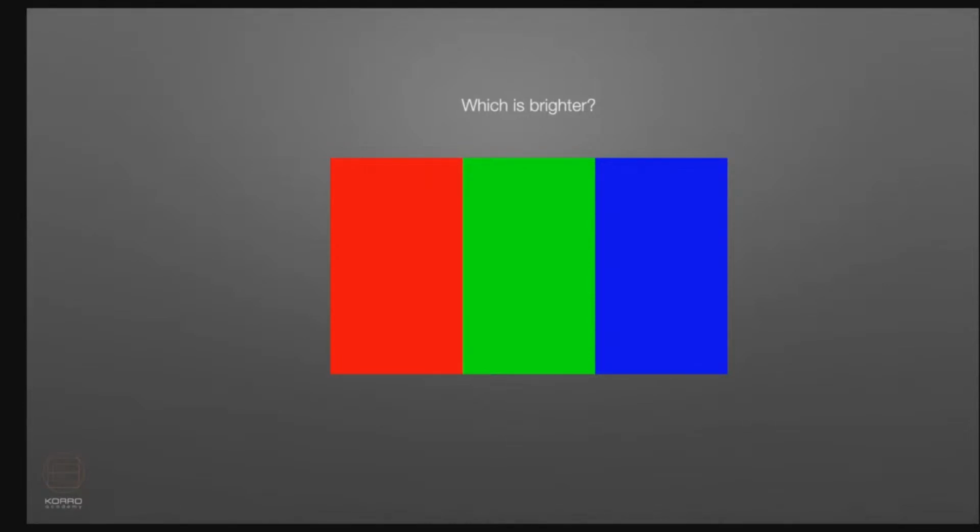I think most people would look at that and probably pick green. They'd probably say that green looks slightly brighter than the others. It's a bit of a close call between red and green there. I think most people would place blue somewhere behind. It is sort of darker.